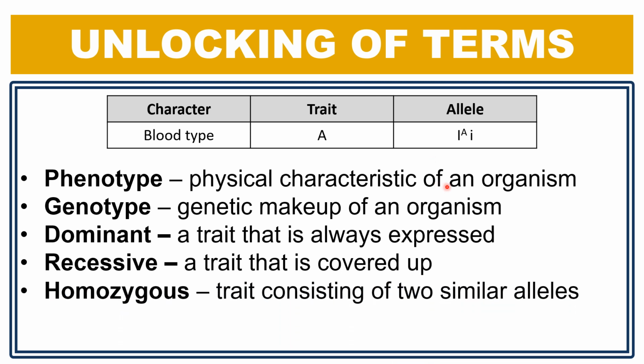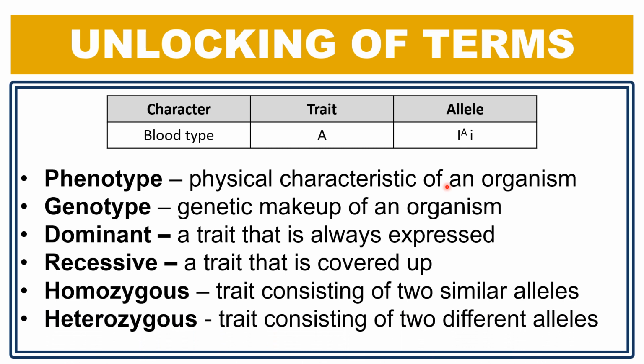We also have homozygous and heterozygous traits. When we say homozygous, these are the traits consisting of two similar alleles, while heterozygous traits consist of two different alleles. For this particular set of blood type A, the set of alleles are different. Therefore, this is an example of a heterozygous allele.